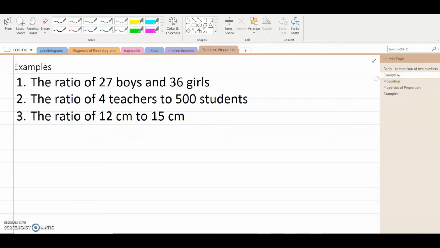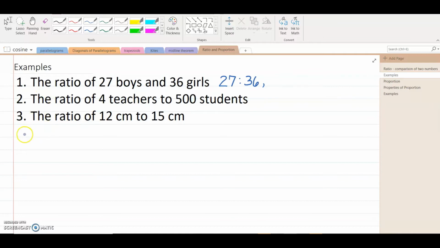Let us have our examples here. For number 1, the ratio of 27 boys and 36 girls. If we're going to write it as a ratio, that is 27 is to 36. And of course, you can always reduce this ratio to lowest terms.